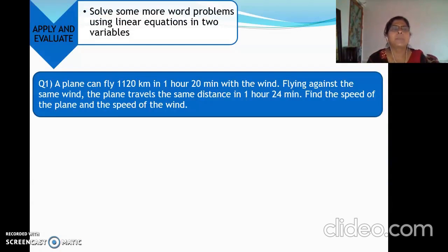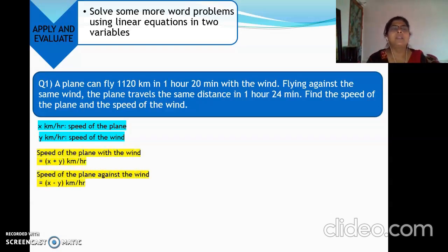The first one is: a plane can fly 1120 km in 1 hour 20 minutes with the wind. Flying against the same wind, the plane travels the same distance in 1 hour 24 minutes. Find the speed of the plane and the speed of the wind. From the given information, we come to know that there are two unknowns to be defined with variables. Let us assume that the speed of the plane be x km per hour and the speed of the wind be y km per hour.